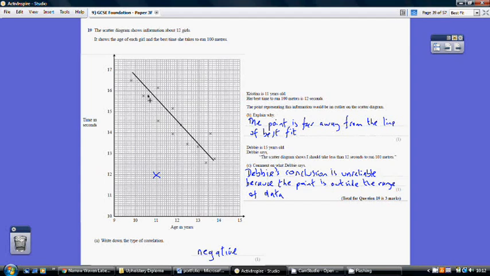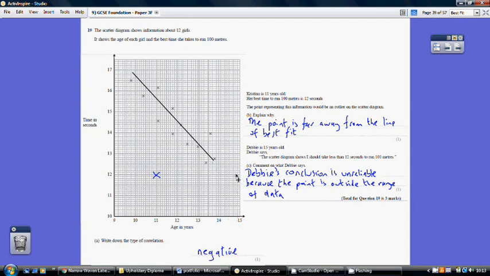So the line of best fit, remember, is just a line you do by eye that would be sort of down the middle roughly. Now part C, Debbie is 15 years old, so she's going to be up here. Now the scatter graph shows I should take less than 12 seconds to run 100 meters. So what Debbie's doing, she's really sort of extending this line to say that she'd be down about here somewhere. Now Debbie's conclusion is unreliable.